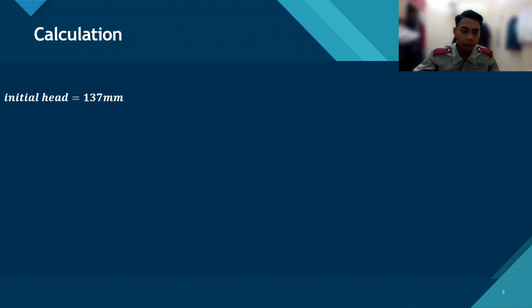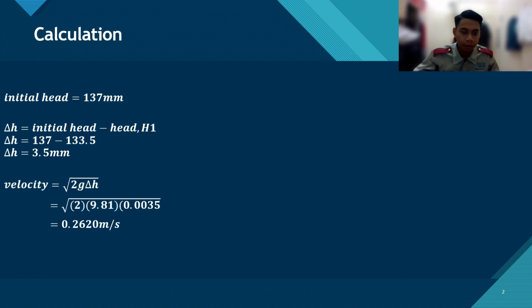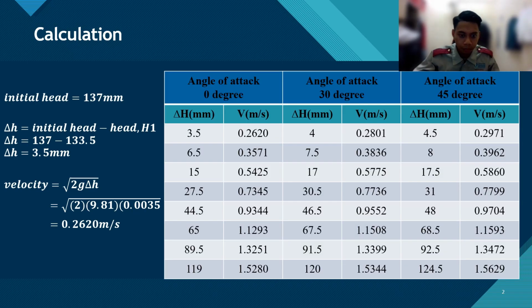So we use the initial head 137 millimeter. And to calculate delta H, delta H equals initial head minus head H1. So we get delta H 3.5 millimeter, and for velocity we use the formula velocity equals square root of 2g delta H. So this is the velocity data. After we use the formula, we get all the data for delta H and velocity.